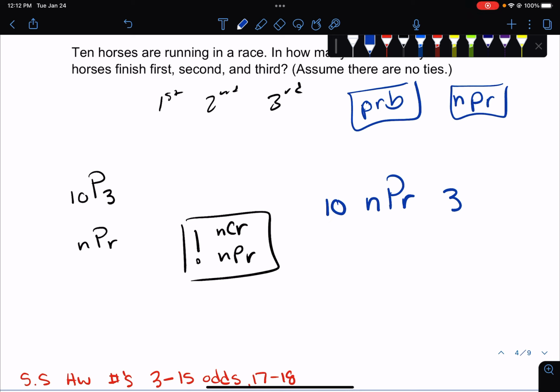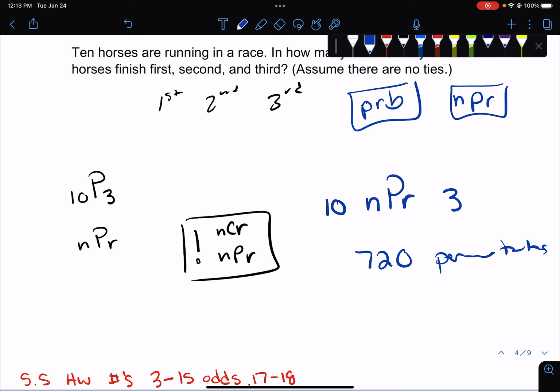So I would do 10 nPr 3. And if you do it correctly, I haven't even done this one yet. If I do 10 nPr 3, you get 720 different permutations. That's how many different ways the horses could win first, second, and third. There's 720 different possible results.